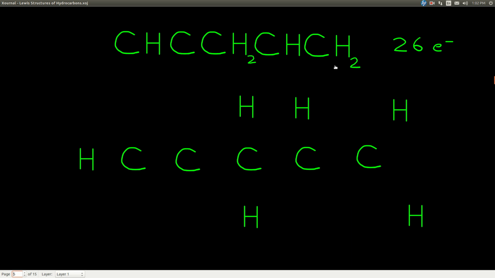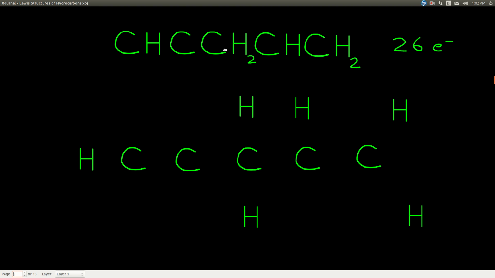So there's a formula here for a hydrocarbon, CH, C, CH2, CH, CH2. Count up the valence electrons, should be 26 again. But now, we know that this carbon here has 1 hydrogen attached to it. That's this one right here. This is directly attached to another carbon which has no hydrogens on it. That's this guy right here.